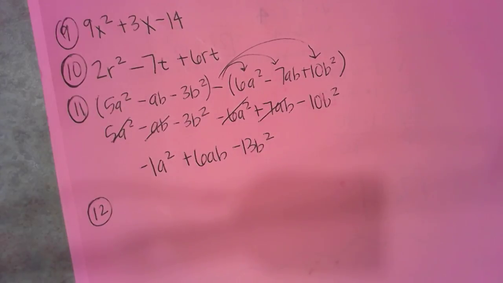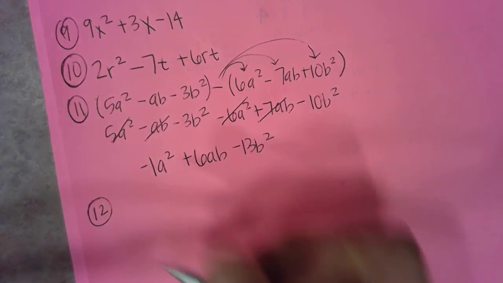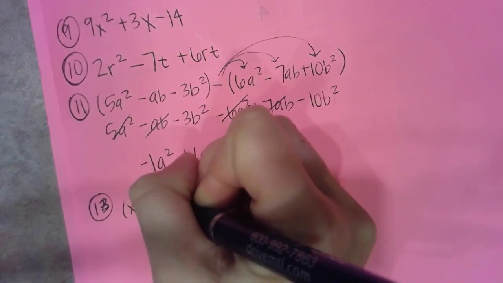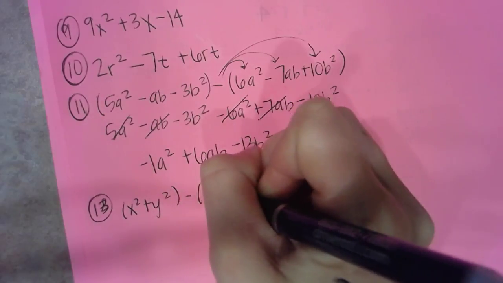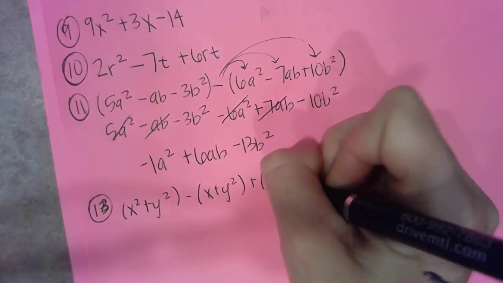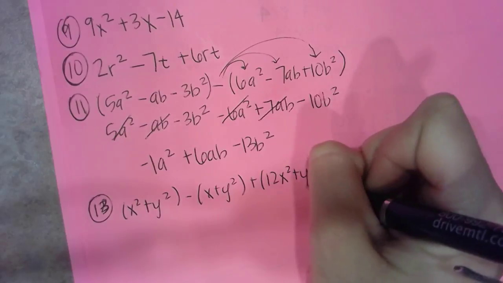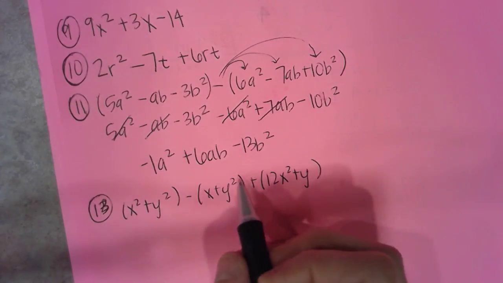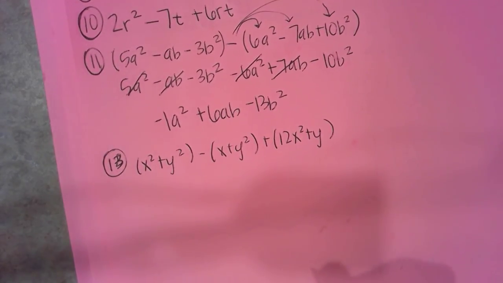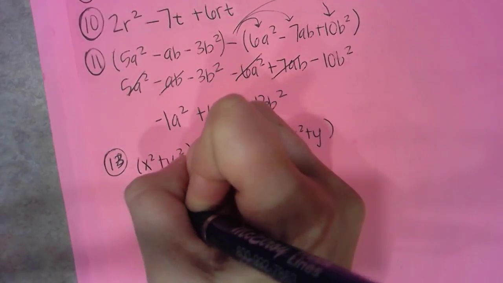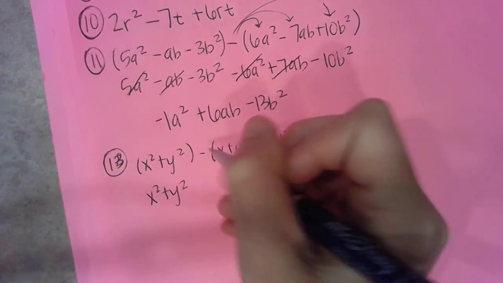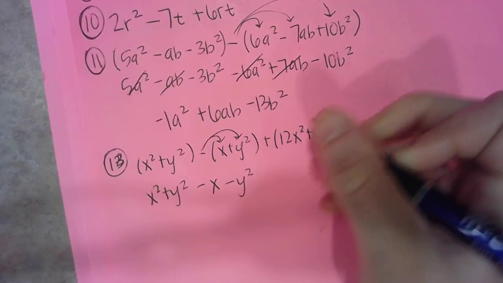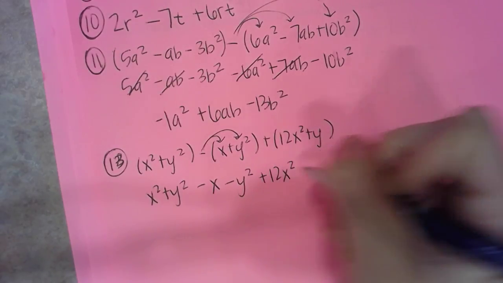My number 12 is cut off on my picture of the page, so I'm just going to skip to number 13. Number 13, you've got (x squared plus y squared) minus (x plus y squared) plus (12x squared plus y). Alright, so I'm just going to distribute. If you've got a negative sign in front of it, you distribute that negative out, and I'll bring everything out of parentheses. So I have x squared plus y squared minus x minus y squared plus 12x squared plus y.